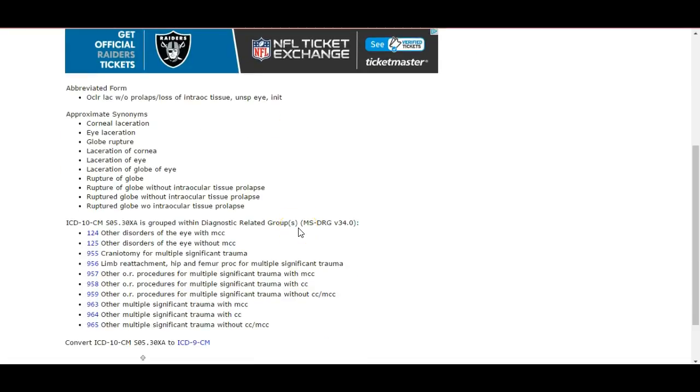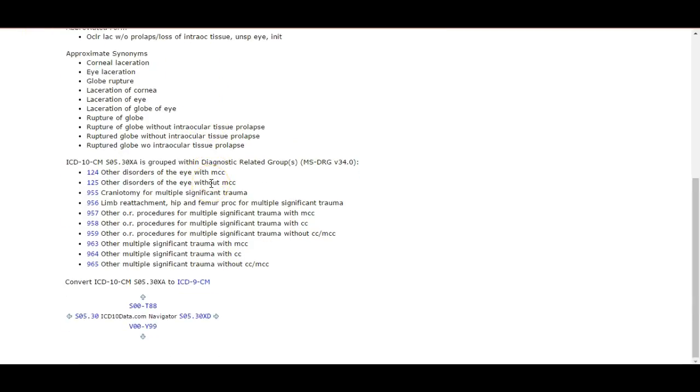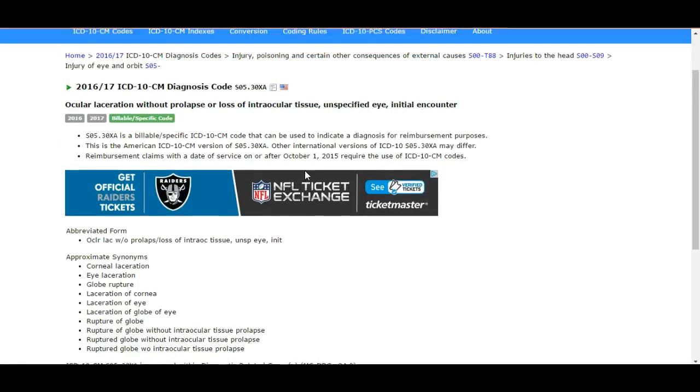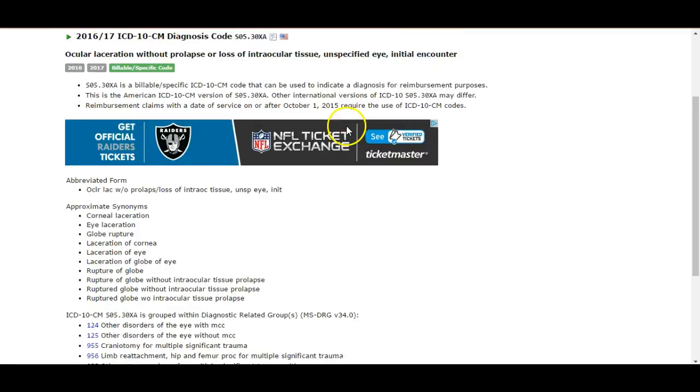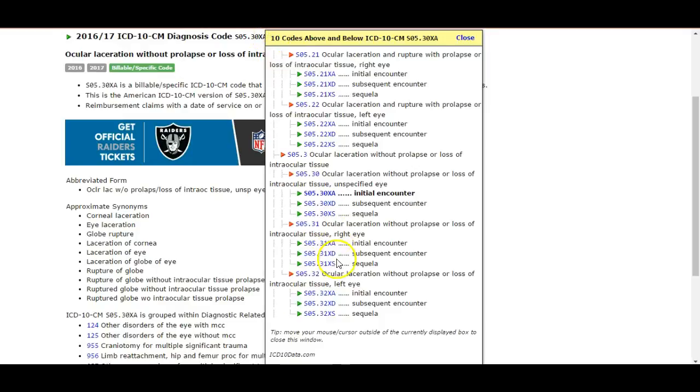So then we have down here, ocular laceration without prolapse or loss of intraocular tissue, unspecified eye, initial encounter. Here we go. Left eye. So our diagnosis code is actually going to be S05.32. Oh, where did it go? Let's look down here. Intraocular tissue, there we go. So S05.32, and then it will be initial encounter, so it's XA. So S05.32 XA will be our diagnosis code.